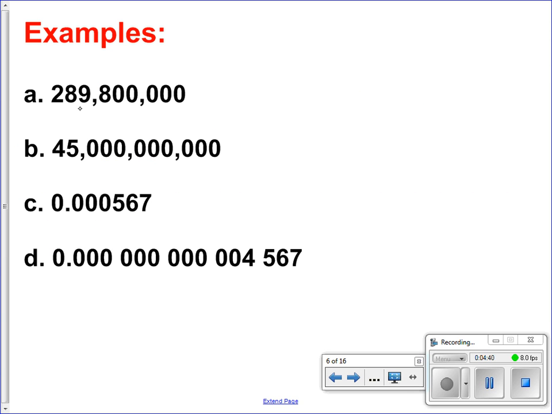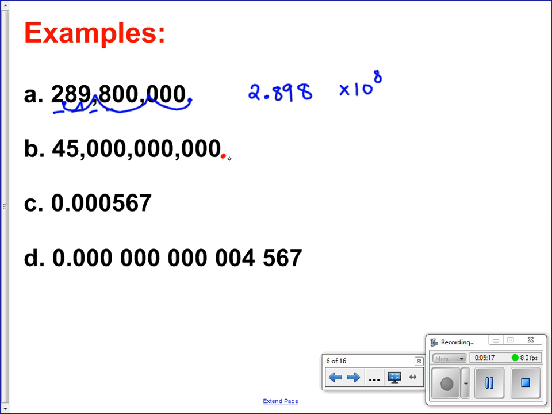All right, let's do some problems here. We have 289,800,000. The decimal is right here. We want to move it between the 2 and the 8. So 3, 6, 7, 8 spaces. So it's going to be something times 10 to the 8th. And we have 2.898. We're going to keep all of those non-zeros there. Okay. The next number.